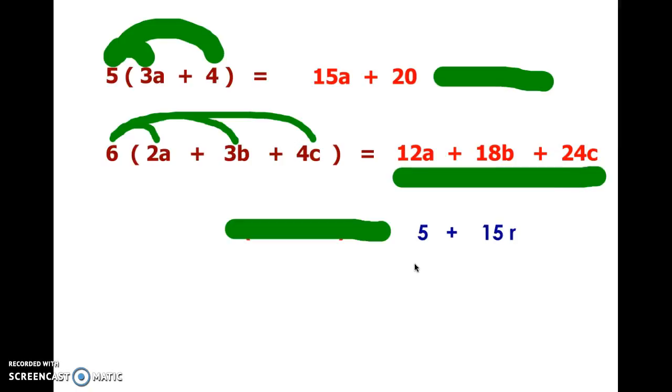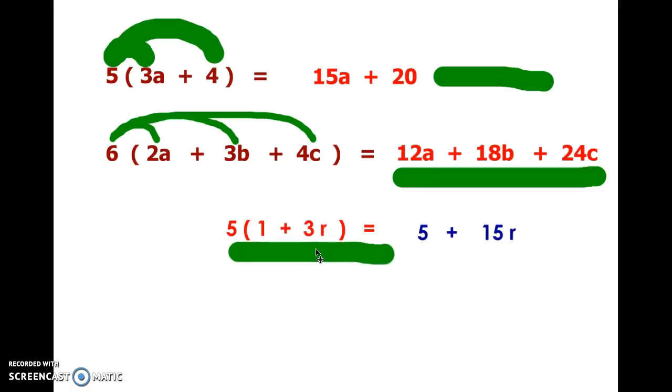Finally, you might have to go the other direction. That means we need to find a common factor that we can take out of each of these terms. If you look closely at this, you'll see that 5 can be divided out of both this term and this term. So if we take 5 out of 5, that is 1, because 5 times 1 is 5. And if we take 5 out of this term, 5 times 3r is 15r.